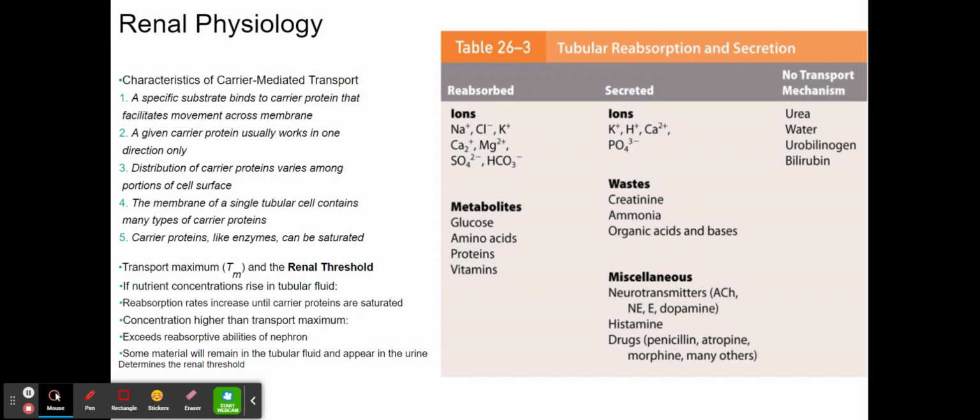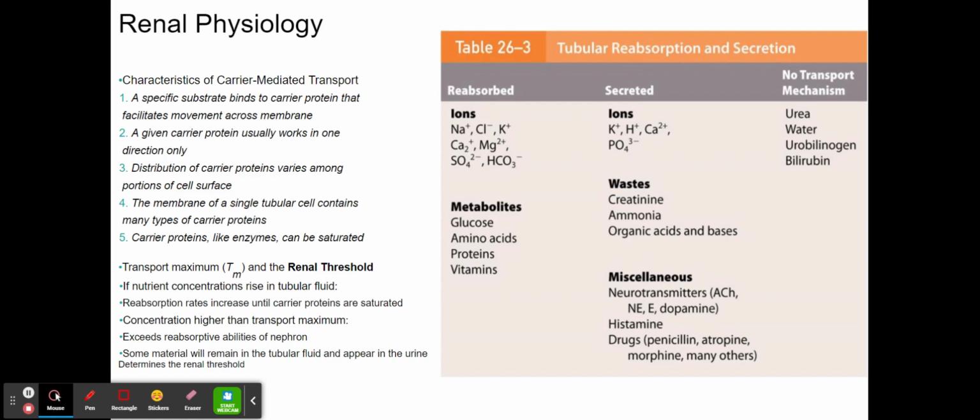All carrier-mediated processes share 5 features that are important for an understanding of kidney function. 1. A specific substrate binds to a carrier protein that facilitates movement across the membrane. The movement may be active or passive. 2. A given carrier protein typically works only in one direction. In facilitated diffusion, the concentration gradient of the substance that's being transported determines that direction. In active transport, cotransport, and countertransport, the location and orientation of the carrier proteins determine whether a particular substance is reabsorbed or secreted. The carrier protein that transports amino acids from the tubular fluid to the cytosol, for example, will not carry amino acids back into the tubular fluid.